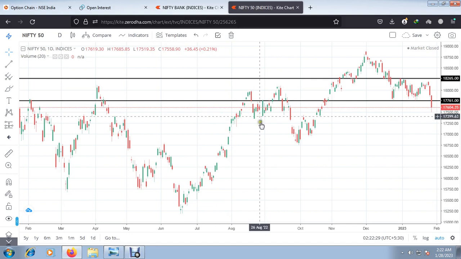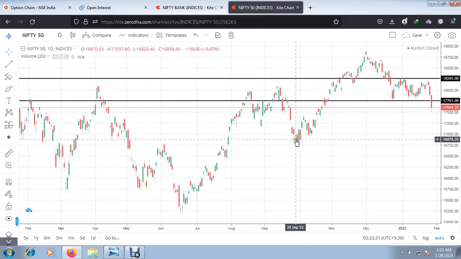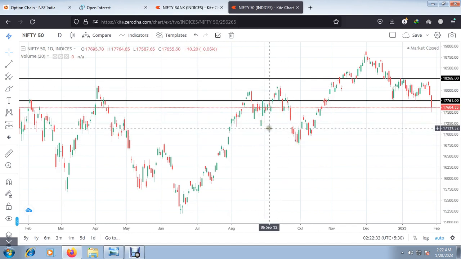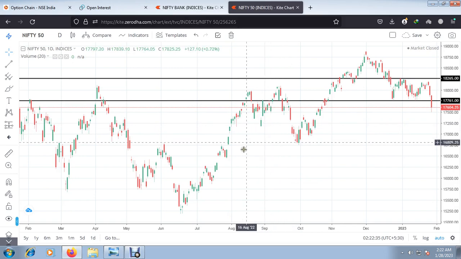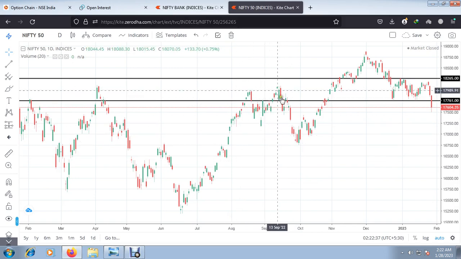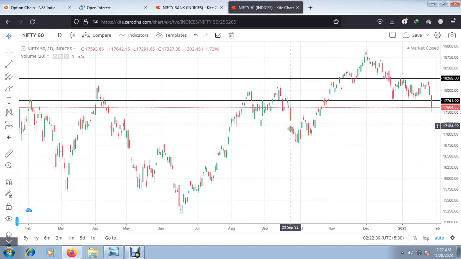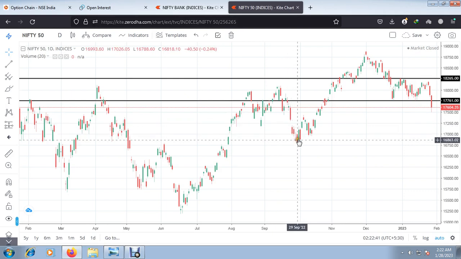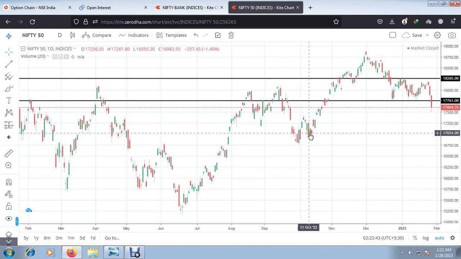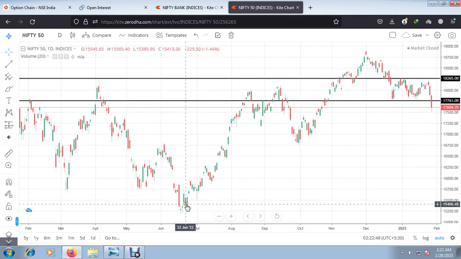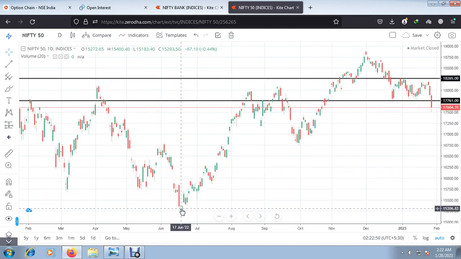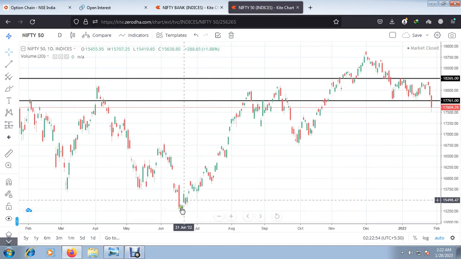The daily chart is also the same, showing higher high, higher low, higher high, higher low. Then the trend changed here: higher high, higher low, then it broke here. Then it tried to change the trend here, lower low, lower high, then again this higher low, then again it broke. So always remember that whenever a trend is changing, the first higher low is most important.